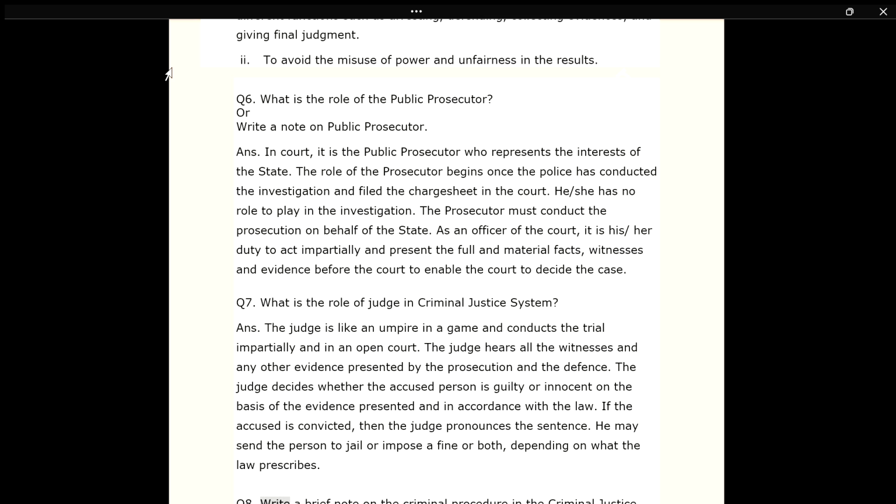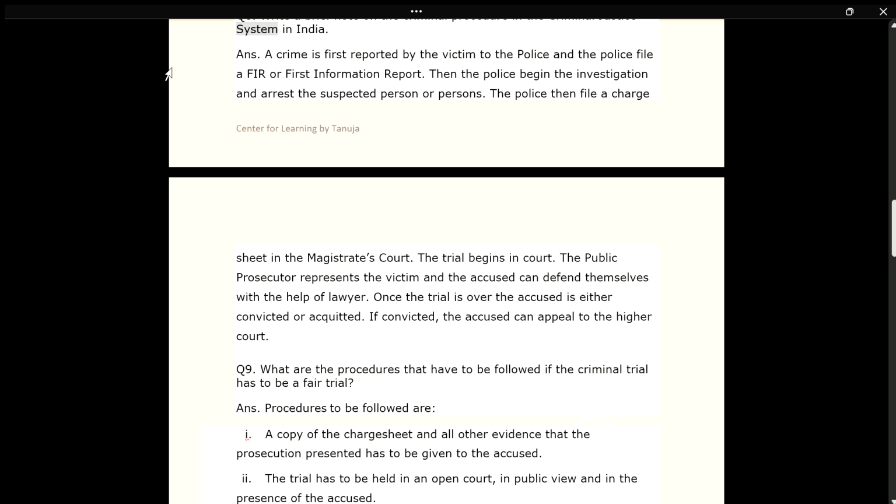Q8. Write a brief note on the criminal procedure in the criminal justice system in India. Ans. A crime is first reported by the victim to the police and the police file a FIR or first information report. Then the police begin the investigation and arrest the suspected person or persons. The police then file a charge sheet in the magistrate's court.